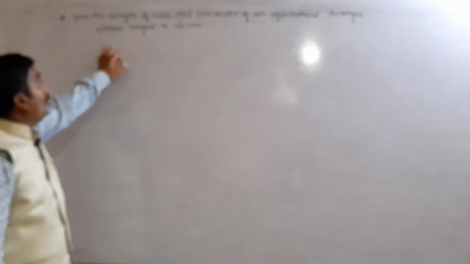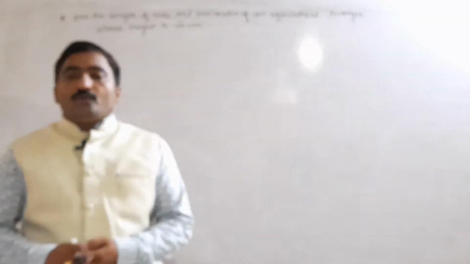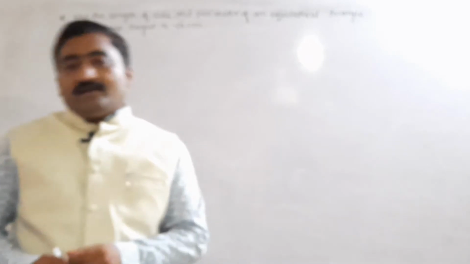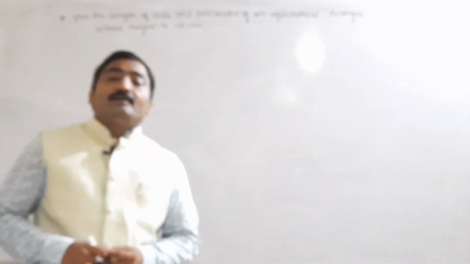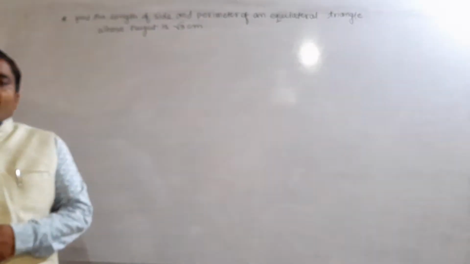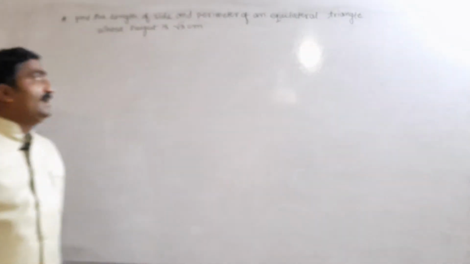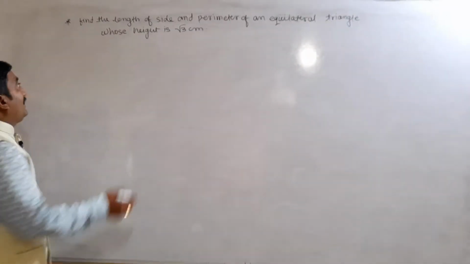First problem: find the length of the side and the perimeter of an equilateral triangle whose height is root 3 centimeter. In this problem we have to know what is meant by an equilateral triangle, what are the sides of the equilateral triangle and what are its angles. So consider here one equilateral triangle.